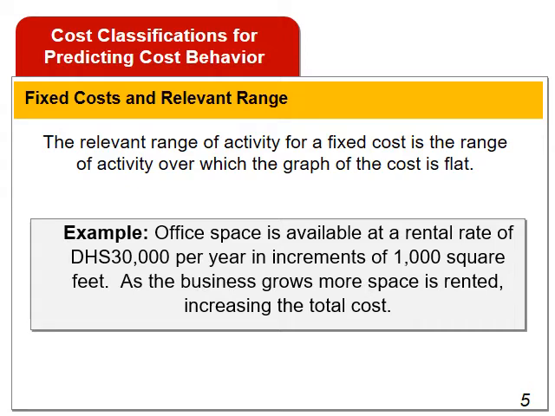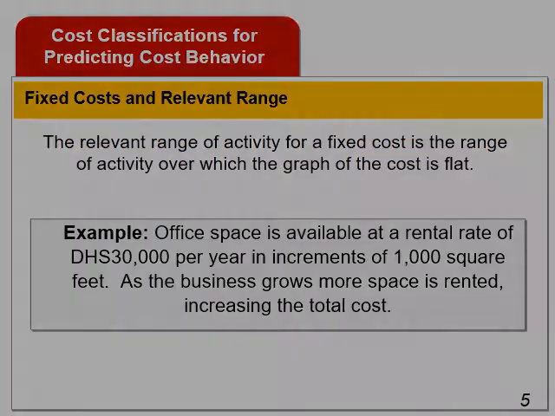A company can rent 1,000 square feet of office space for 30,000 dirhams per year. If the company fills its current space and needs additional office space, the next 1,000 square feet will cost an additional 30,000 dirhams per year. So when a company needs 1,000 square feet of office space, the fixed office rent is 30,000 dirhams. If another 1,000 square feet are needed, the fixed office rent will be 60,000 dirhams.